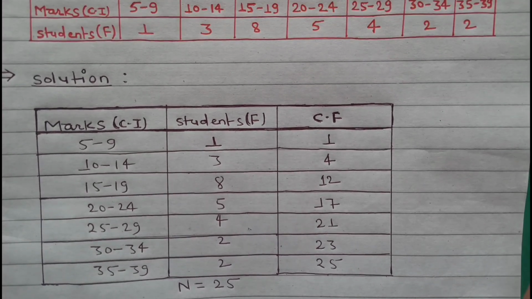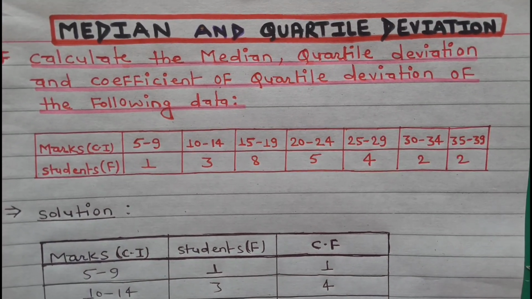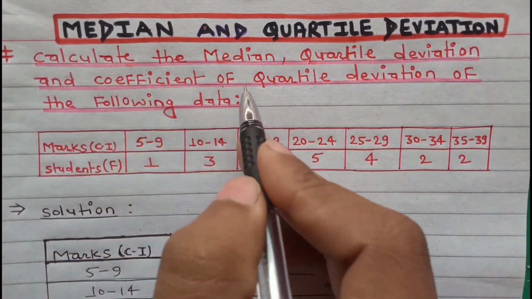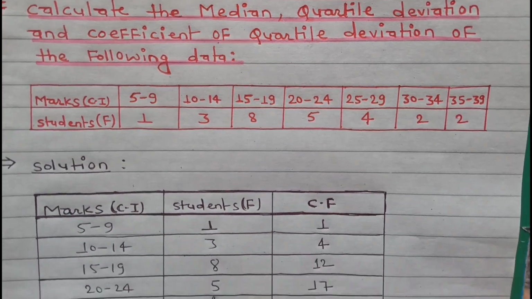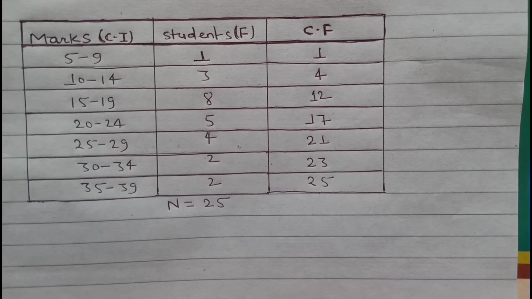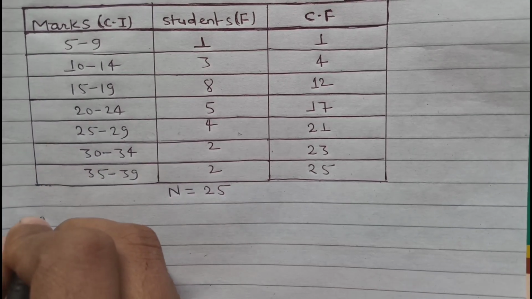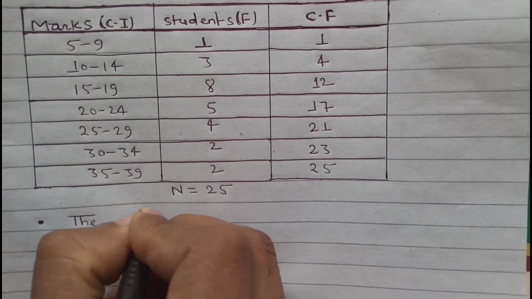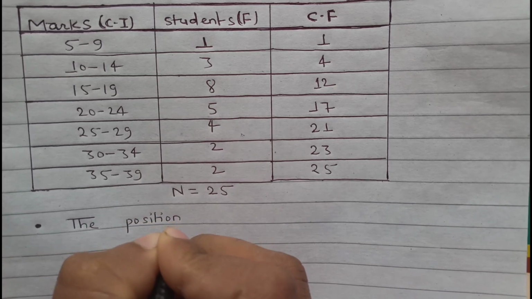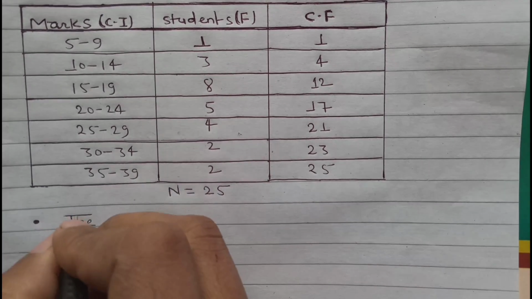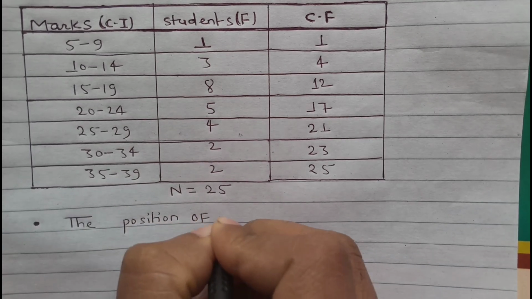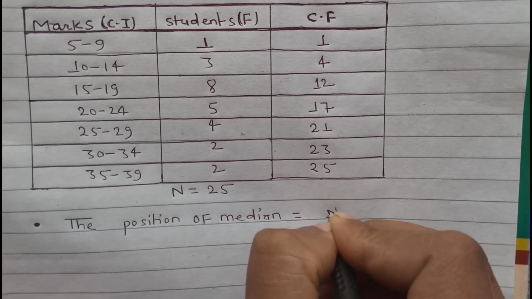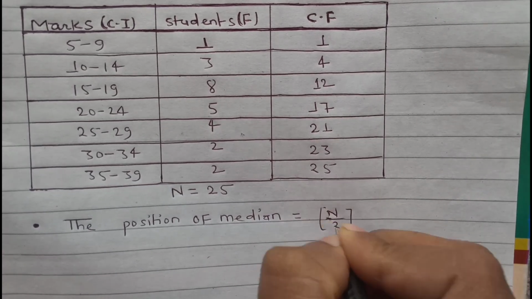First of all, we have to find the median. Then we find the quartile deviation, and then the coefficient of quartile deviation. So I'm going to find the median first. I'm writing here the position of median is equal to n by 2 term.